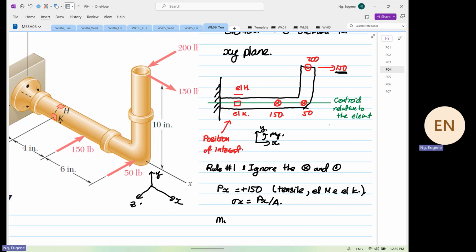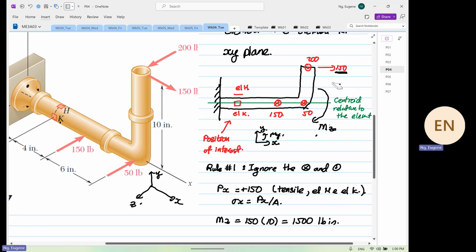So for this case, we know that there will be a moment. So moment in our Y is equal to 150 multiplied by what? Anyone? So this is equal to 1,500 pound-inch. Yes, and then we know that it's going to go in this direction. So this is your moment about Z. Positive, and this side is compression. This side is tension.